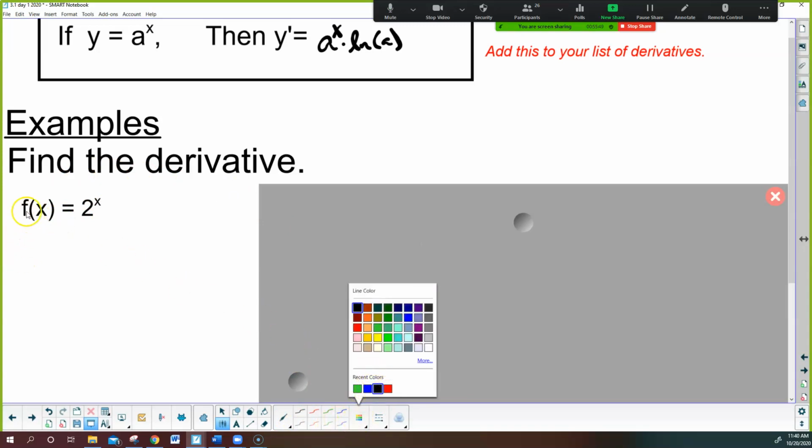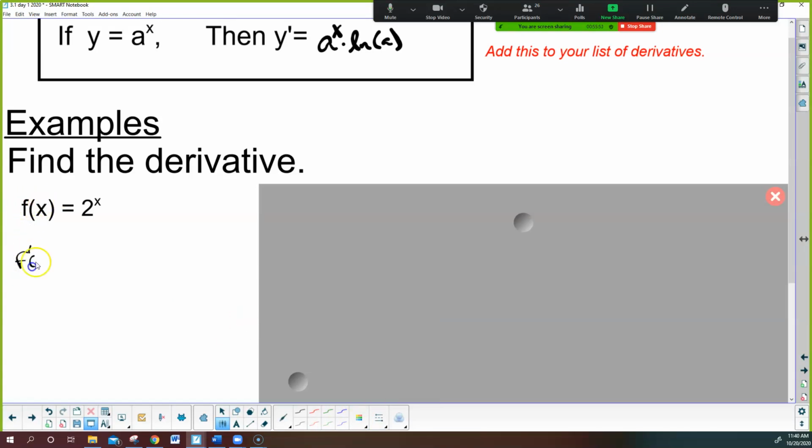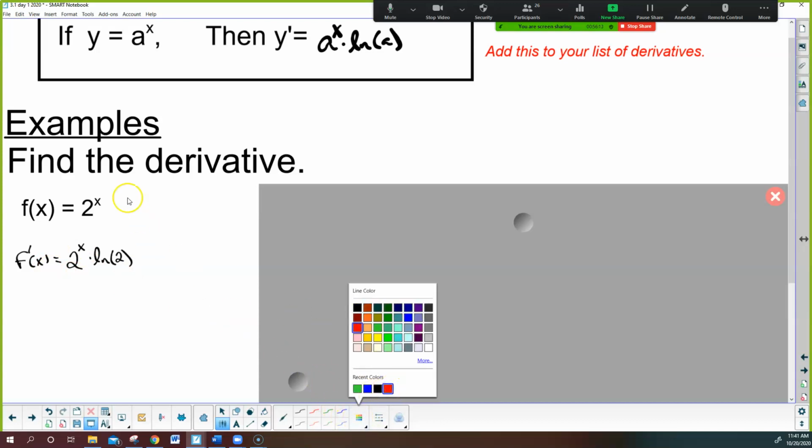All right, so look at my notation. This is f of x. I'm going to take the derivative. So there's f prime of x. And we're going to do, notice how it starts off. The derivative of 2 to the x is itself times the natural log of the base. And the base is just 2. Now, technically, you're done. But you could think of, there is a chain rule here.